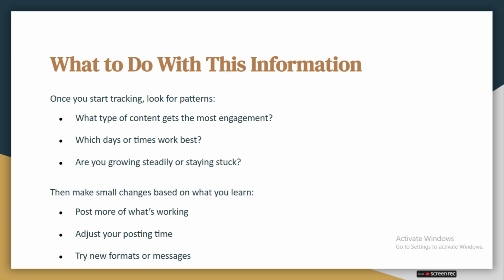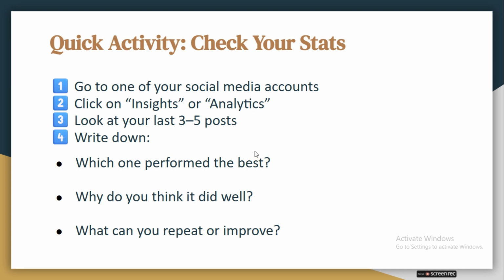Quick activity. Check your stats. 1. Go to one of your social media accounts. 2. Click on Insights or Analytics. 3. Look at your last 3 to 5 posts. 4. Write down which one performed the best. Why do you think it did well? What can you repeat or improve?